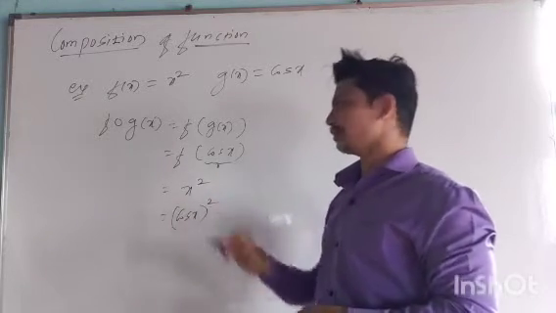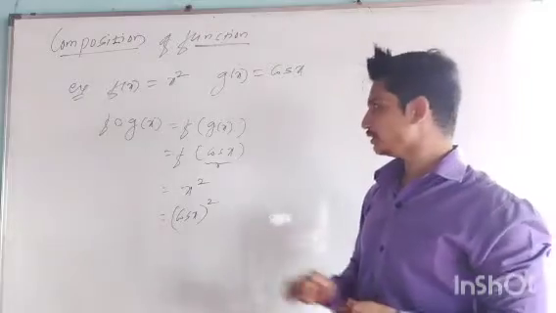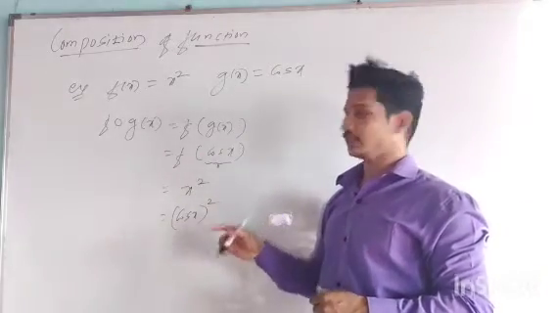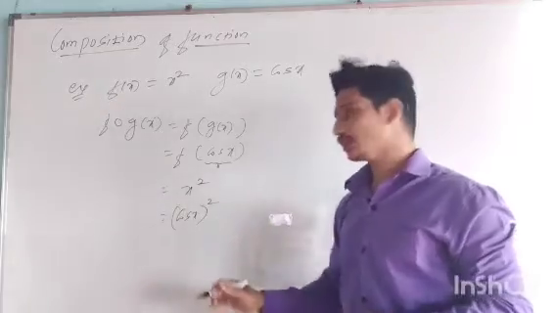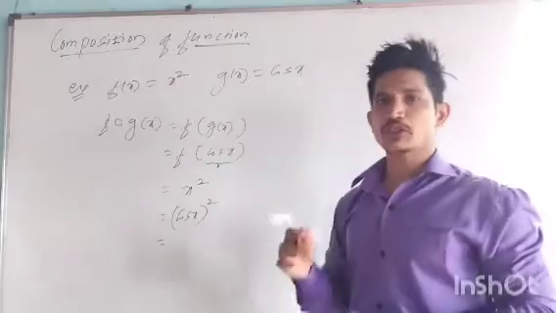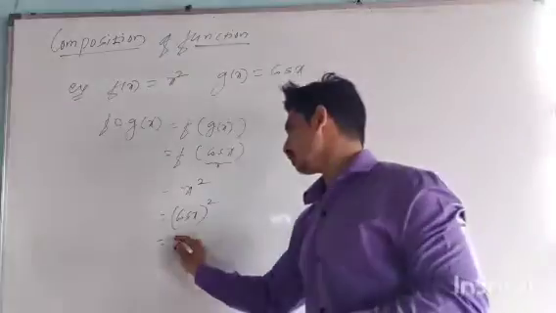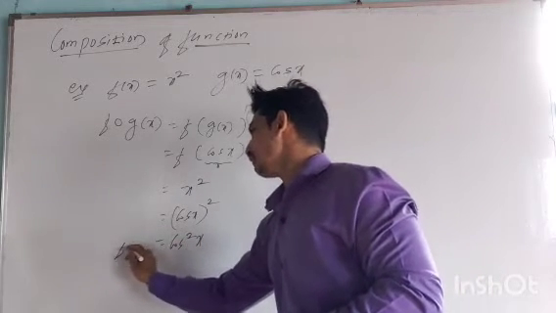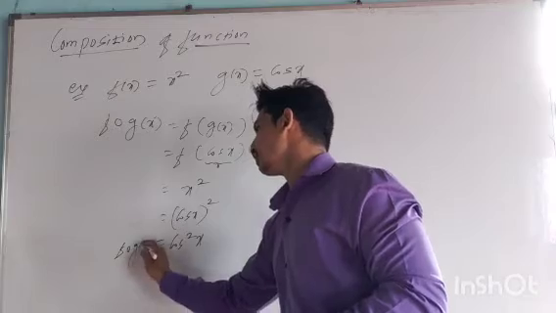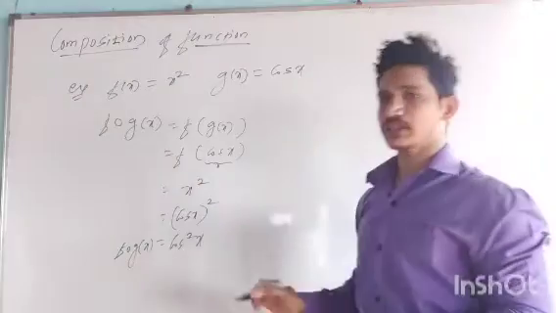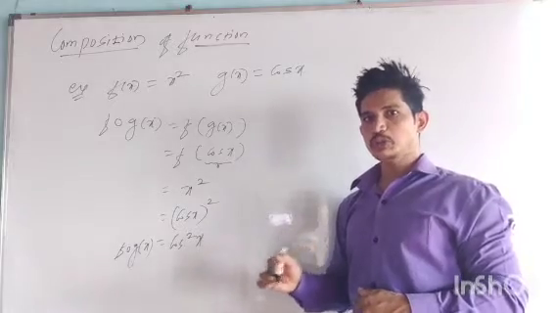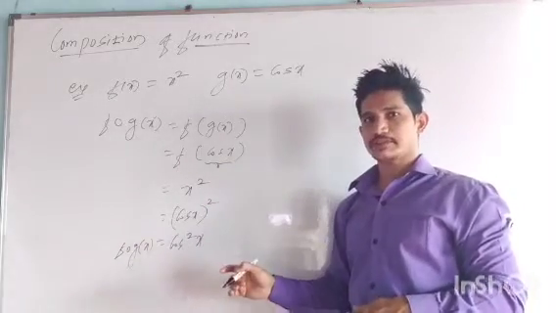It's a square. Means here f of x is x square, and x is cos x. So cos x, it's a square, which is cos square x. So f composition g for the variable x is cos square x. Got how to do f composition g?